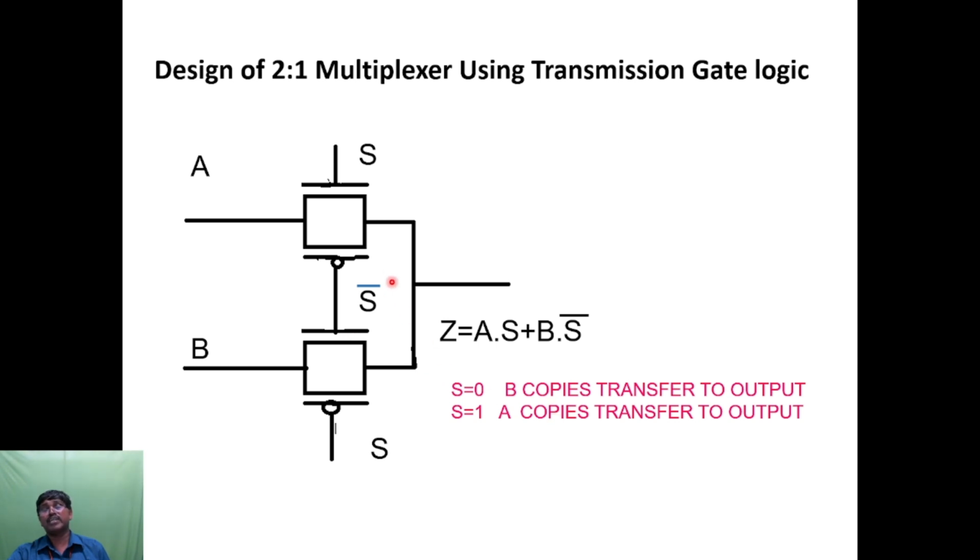And next, when S is equal to 1, this NMOS is on, and this will be 0, so A is copied and transferred to the output. So Z is equal to A dot S plus P dot S bar. When S is equal to 0, P is copied and transferred to the output. When S is equal to 1, A is copied and transferred to the output. So by using this transmission gate, we are using the NMOS transistors.